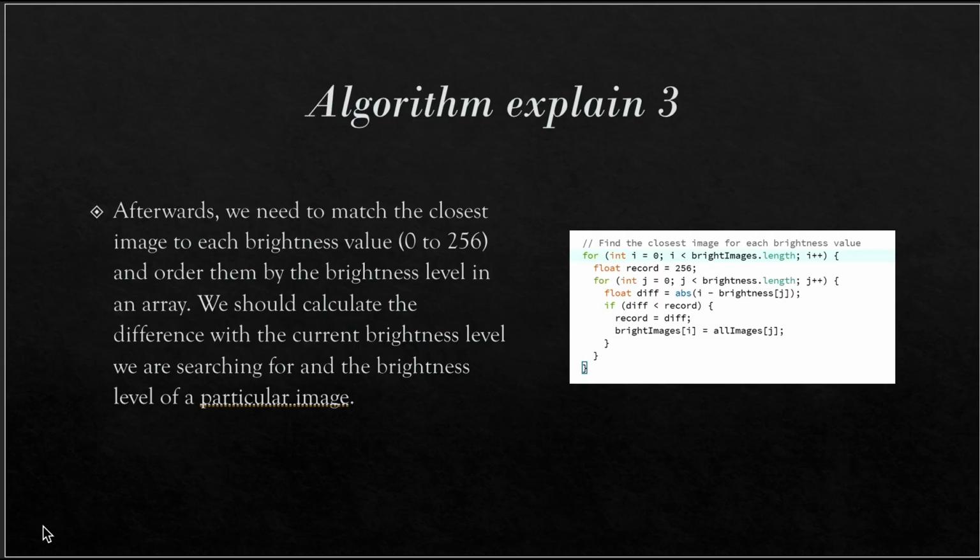We need to load all pixels in an image and calculate the average brightness level of each image. Afterwards, we need to match the closest image to each brightness level, that is 0 to 256, and order them by brightness level in an array. We should calculate the difference between the current brightness level we are searching for and the brightness level of the particular image.